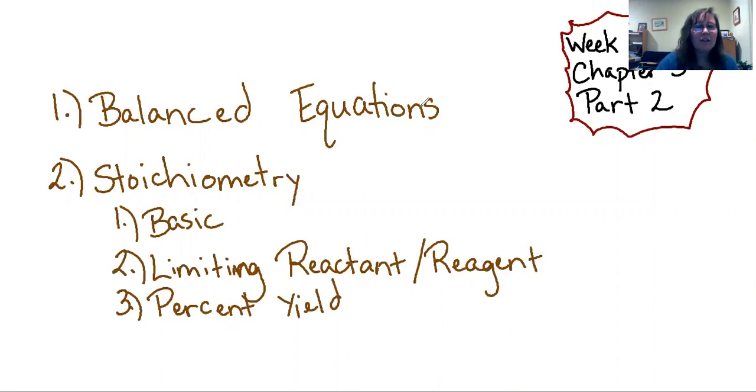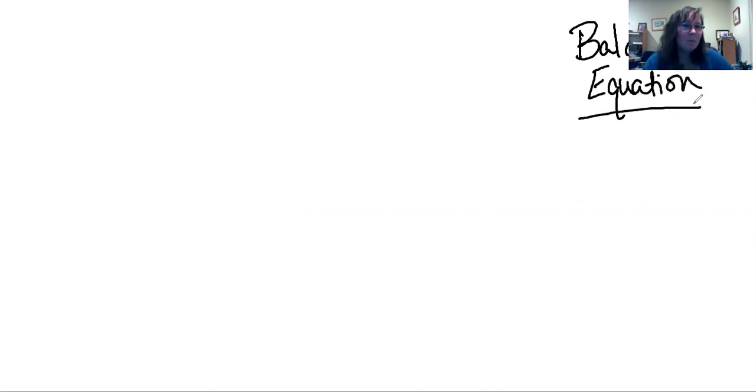Okay, so first of all, let's think about balanced equations. So what is a balanced equation? Well, remember our law of conservation of mass. In the law of conservation of mass, we said that mass can't be created or destroyed, which means that everything on the reactant side of the problem has to also exist on the product side.